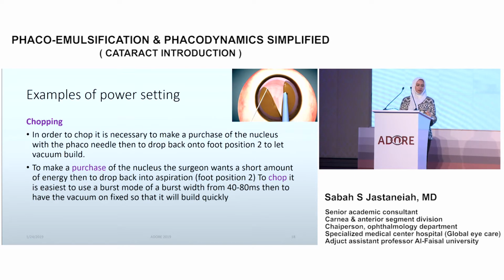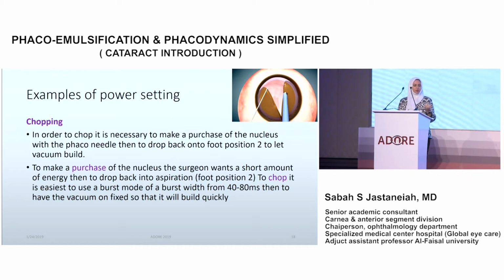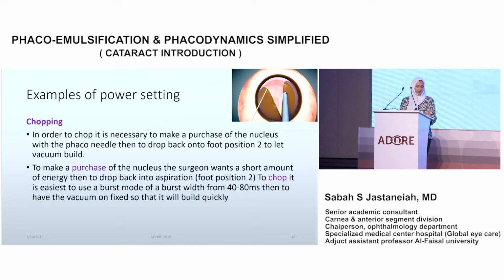And during the chopping, the most important thing in chopping is to create that purchase to hold that nucleus in place. So if you want to hold it, then you can use the pulse mode, or the burst mode, you can hold it in place and then go back to position 2, which is only vacuum. Once you are holding it in place, then you can chop and crack that piece. Then you go back to press the foot pedal so you can emulsify and eat those pieces.